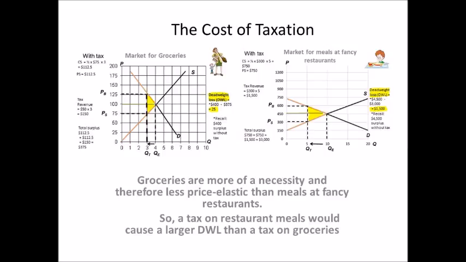So you see the difference in elasticity. The market for groceries is inelastic and the market for meals at fancy restaurants is elastic. So it turns out that the tax really depends on how large the DWL, or deadweight loss, is in the market and on the price elasticity. Hence, a tax on groceries has a smaller DWL, and the market is inelastic, so the market for groceries should be taxed.